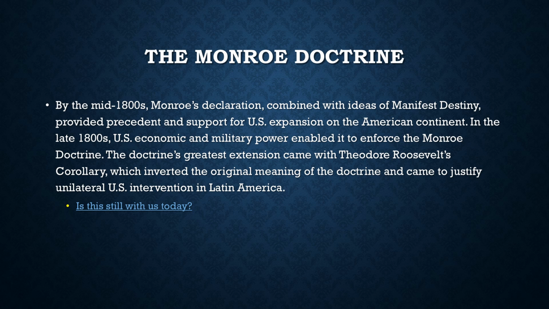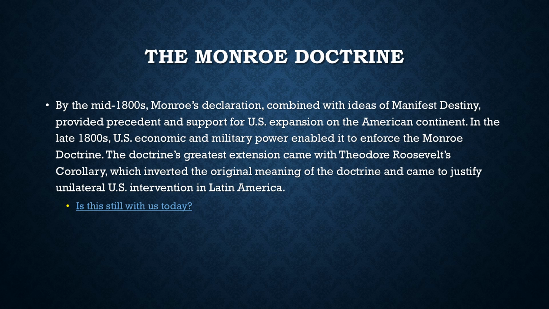Okay, it says, by the mid-1800s, Monroe's declaration, combined with ideas of manifest destiny, which hopefully by this point you have some idea of what this is, but if not, manifest destiny is the concept that there is a God-given providence that the United States or the white man should overspread the entire American continent from sea to shining sea to create what some historians and myself would argue was an American empire. But it says Monroe's declaration, combined with ideas of manifest destiny, provided precedent and support for U.S. expansion on the American continent, right?